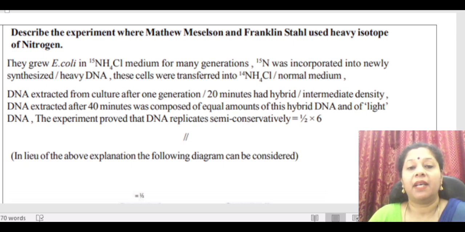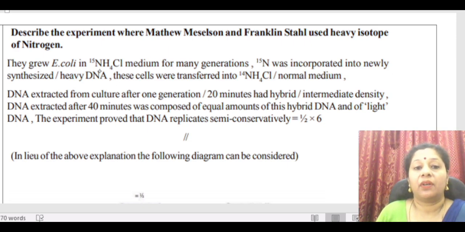Describe the experiment where Matthew Meselson and Franklin Stahl used heavy isotope of nitrogen. So what was the aim of this experiment? To prove the semi-conservative method of replication. So the aim you should know thoroughly. The name of the scientists is very important, and also the experimental material that they used, whether it was Escherichia coli or bacteriophage. Here in this case they used Escherichia coli, which replicates every 20 minutes.